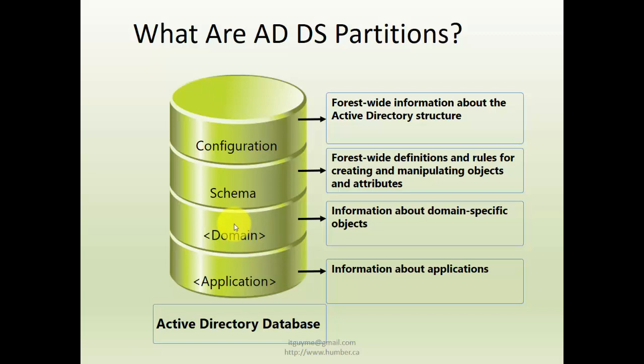I've created 50 users, but the schema didn't do anything. Schema does not have to send anything. The configuration partition did not do anything. You did not create a child domain or tree domain, so it doesn't have to send anything. What is the benefit of that?